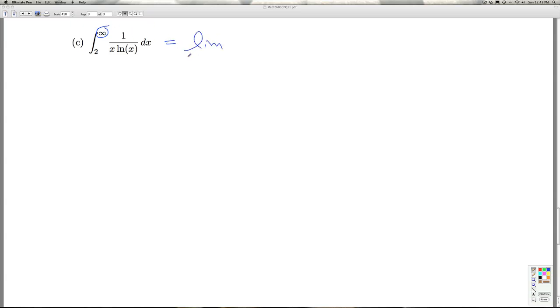So we're going to replace that with b. So we're going to integrate from 2 to b, 1 over x natural log x dx, and look at the limit as b goes off to infinity. Now, how do we integrate something like this?